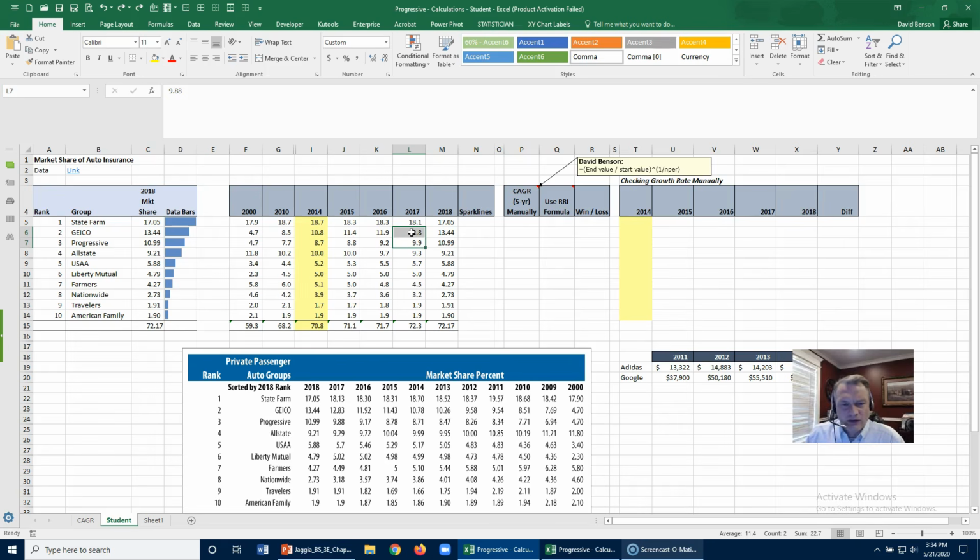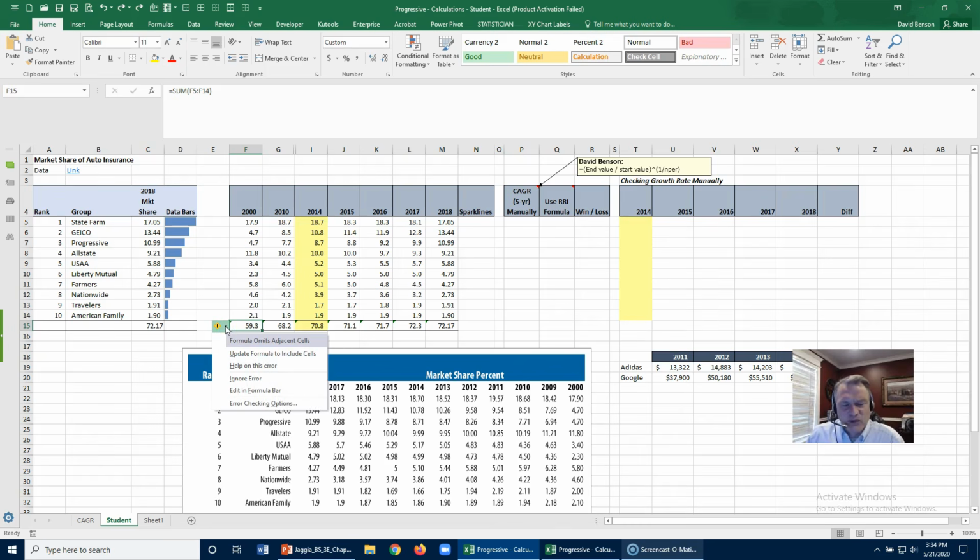Okay, now this green bar you'll notice here is throwing an error, and the error is saying the formula omits adjacent cells that have a number. That's because I'm not including this 2000, the year. And so anytime you have a year as a header, you'll often get that error.